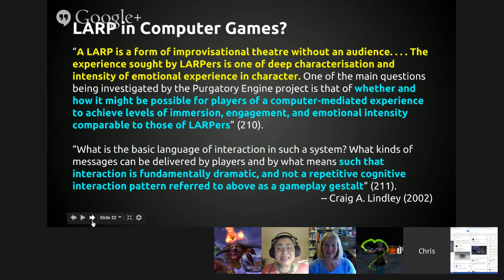So the analog and the digital mutually influence each other. Another part, at the bottom, is his question: what kinds of message can be delivered by players and by what means, such that interaction is fundamentally dramatic and not a repetitive cognitive interaction pattern, referred to above as a gameplay gestalt?